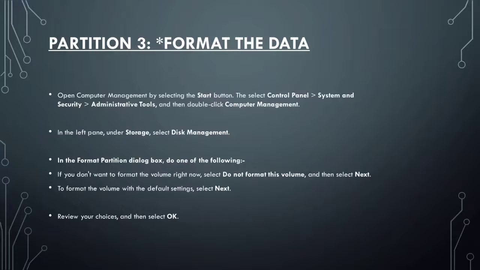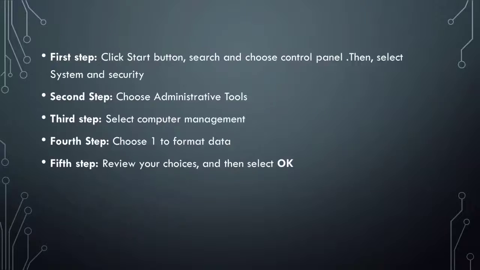Partition number 3 is about formatting the data. First, we need to click the Start button, search for and choose Control Panel, then select System and Security. Step 2, we have to choose Administrative Tools.